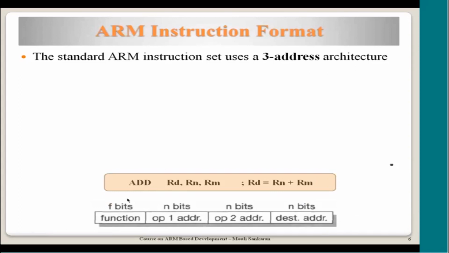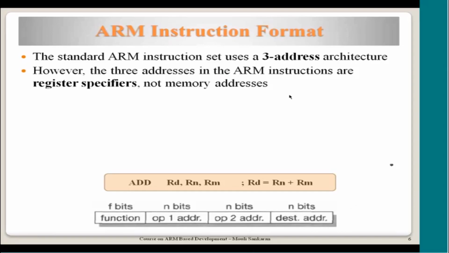Now how is it encoded into a 32-bit instruction? The total width of this is 32 bits. I have not shown all the intricate bit details of this instruction. It is a general format where the function to be performed occupies f bits in the instruction, and then there are three operands: two operands and one result. So three registers are to be represented in the instruction, each one of them occupying n bits, because they are all internal registers we are representing here. So all of them require n bits to encode them.